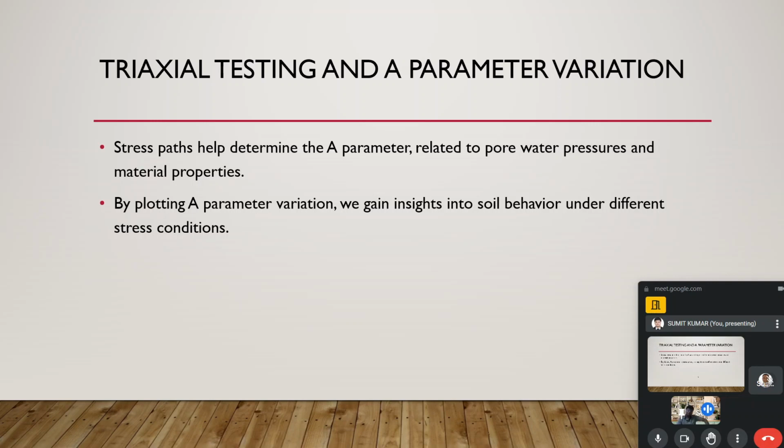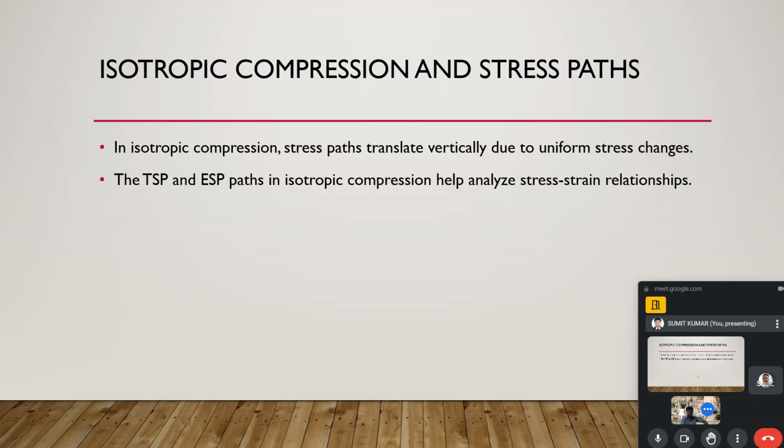And by plotting the A parameter variation, we gain insights into the soil behavior under different stress conditions. Now, the isotropic compression and the stress path. In isotropic compression, the stress path translates vertically due to the uniform stress changes. The total stress path and the effective stress path are shown, and isotropic compression helps to analyze the stress-strain relationship.